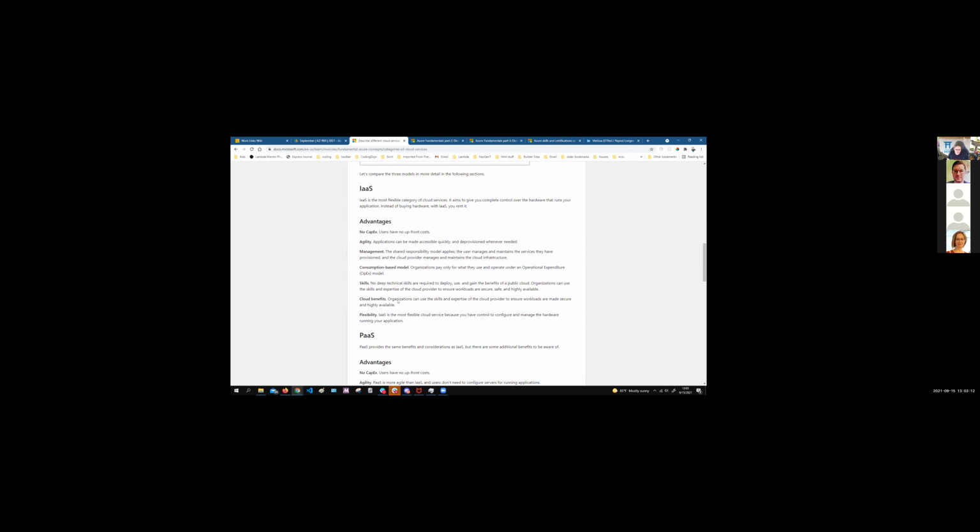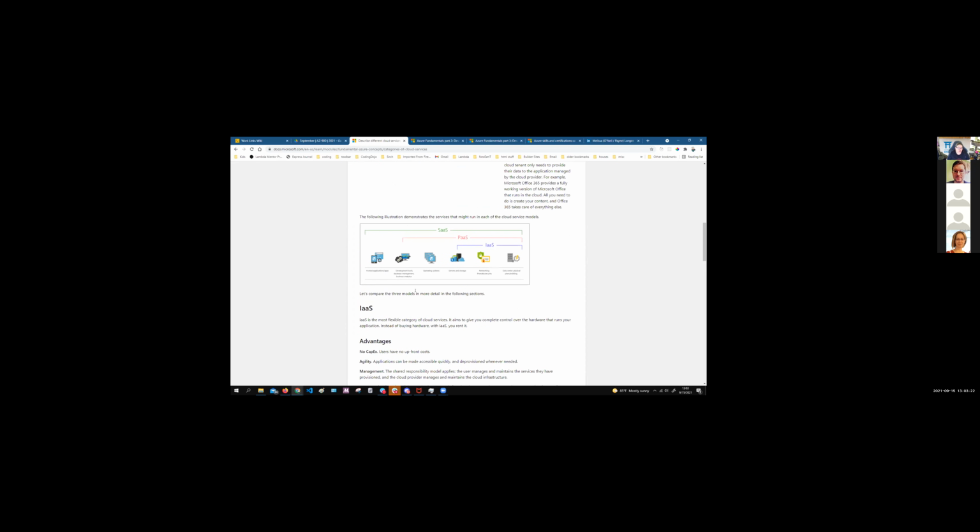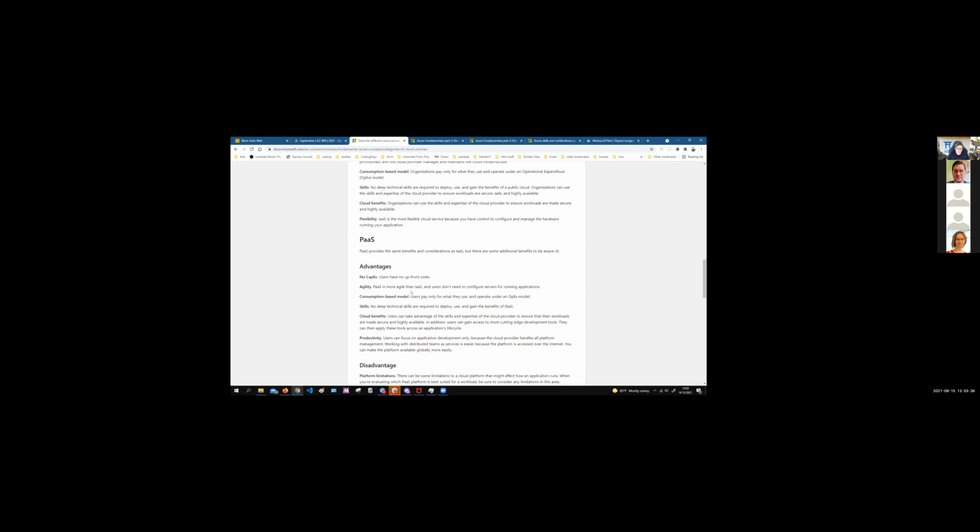Sorry. Flexibility, like I said, it's the most flexible and you have the most control over the hardware you're using and things like that and the operating system. So, and it's what? Platform as a service. Same benefits, but there's some extra ones to be aware of. It's a little bit more agile. They don't need to configure the servers to run applications because the cloud will do that for them.